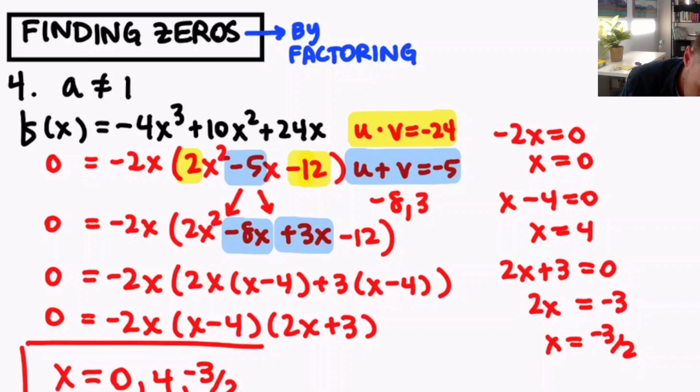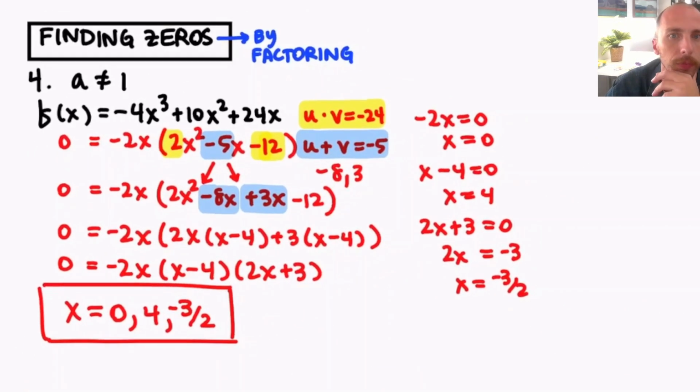And that's going to be our one daily factoring with a leading coefficient that isn't 1. I'm not going to make you do another one.